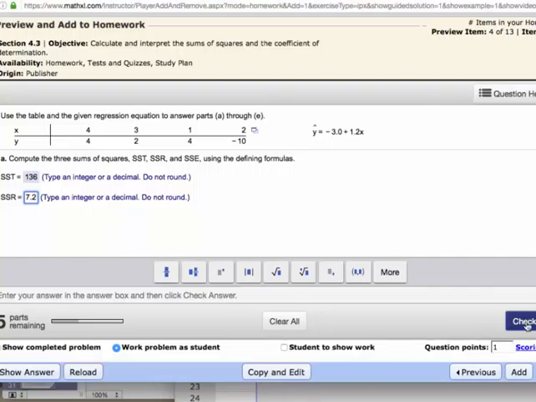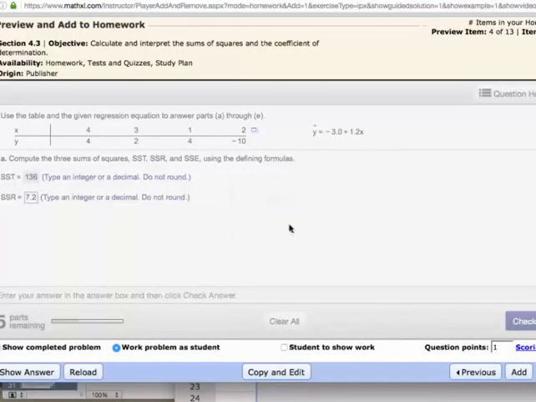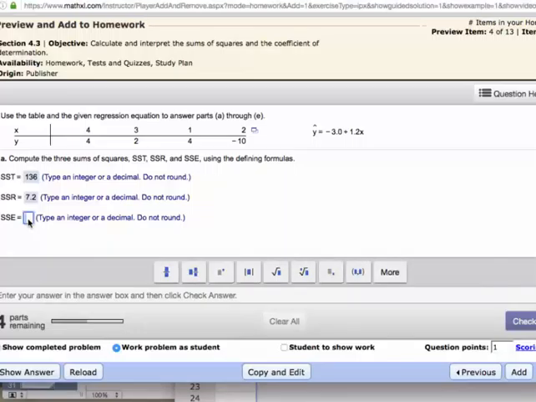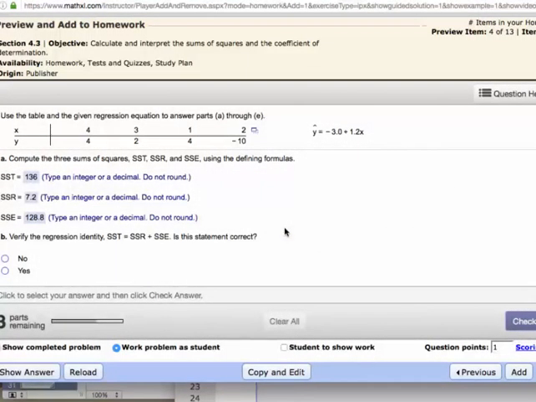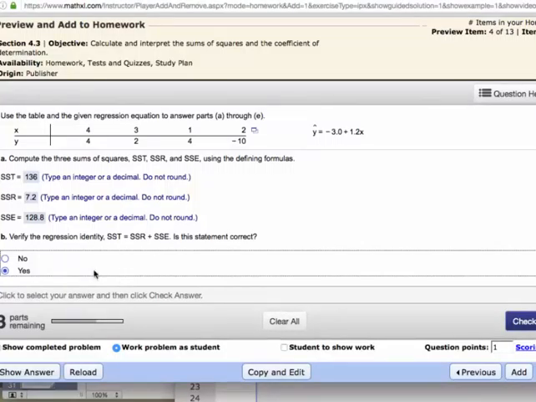Integer or decimal, do not round. Okay, got it. 128.8. Okay, got it. All right, verify the regression. Does SSE plus SSR equal SST? Yes. Let me make this bigger, sorry.